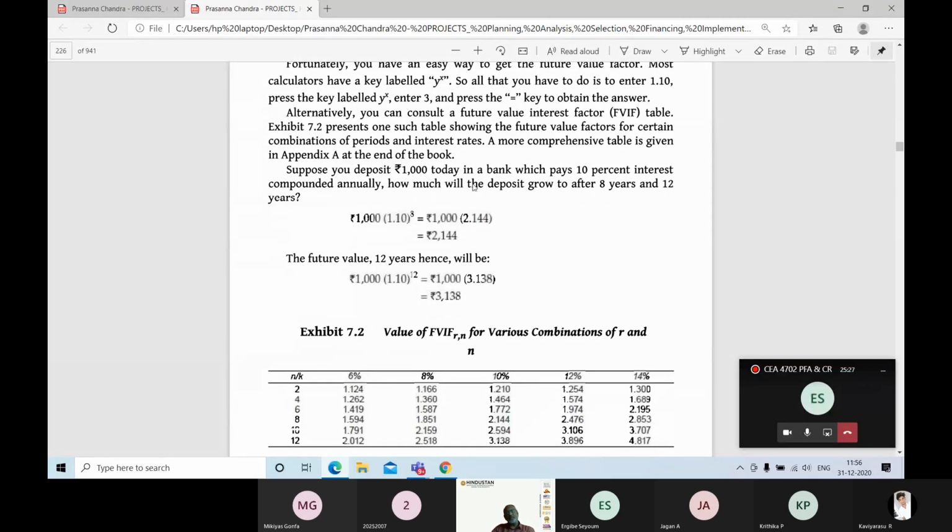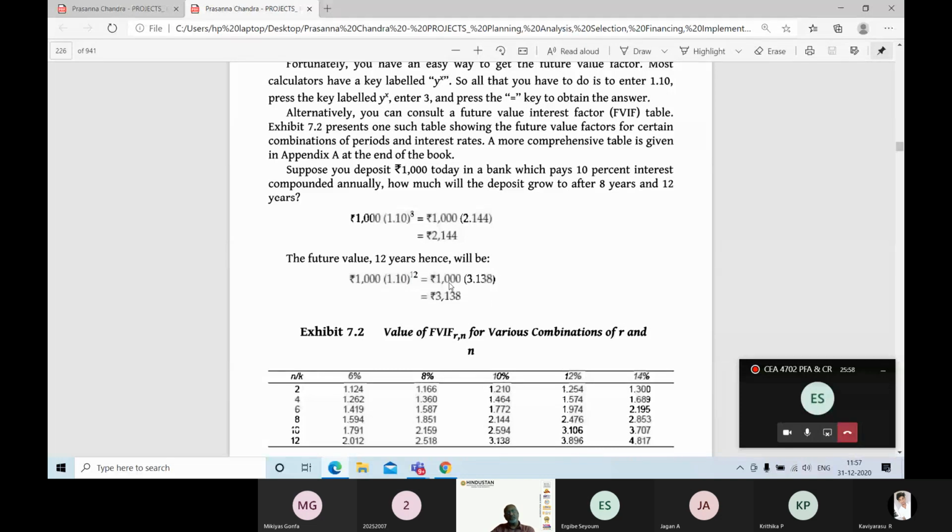Suppose you deposit 1,000 today in a bank which pays 10% interest compounded annually. How much will the deposit grow after 8 years and 12 years? Like that, you have to calculate. So, 1,000 into 1.1 whole power 8 is equal to 1,000 into this factor, 1.1 whole power 8 factor. You have to refer to the table. In the table it is 2.144. Then multiply 1,000 with 2.144, which gives 2,144.